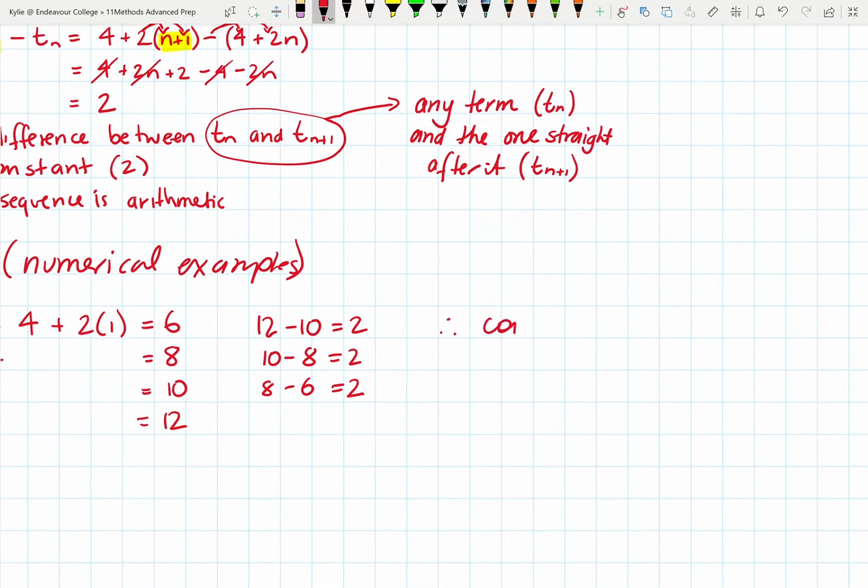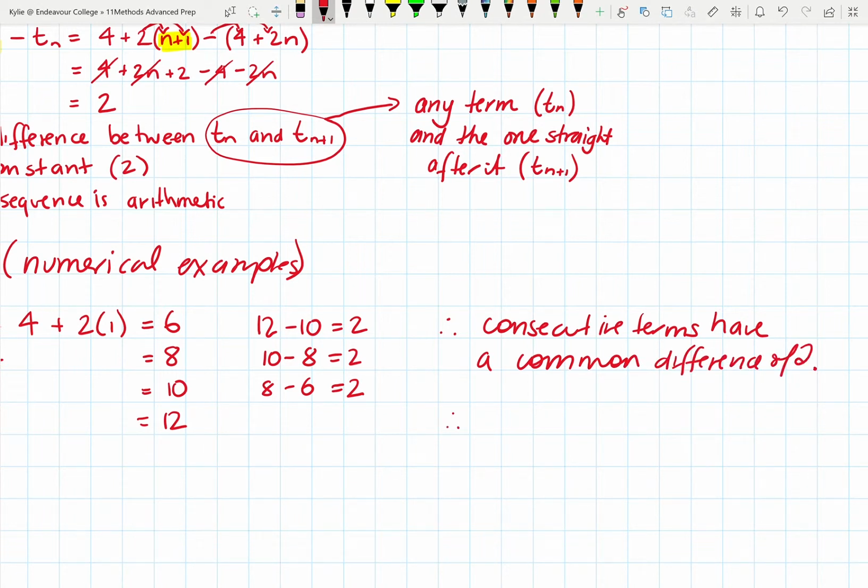Therefore, consecutive terms have a common difference of 2. Therefore, you've shown it to be arithmetic.